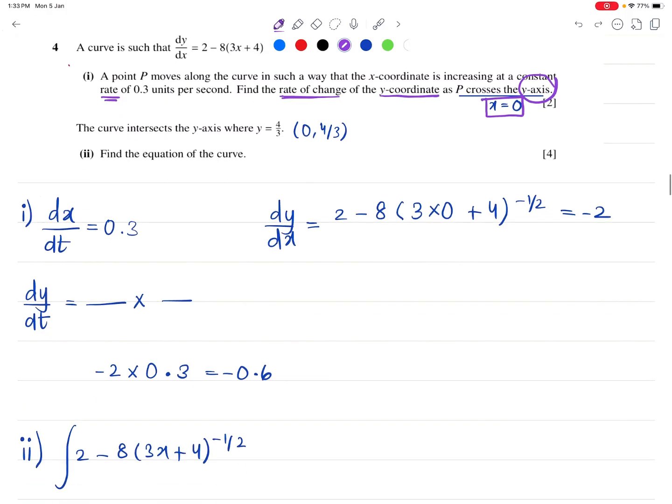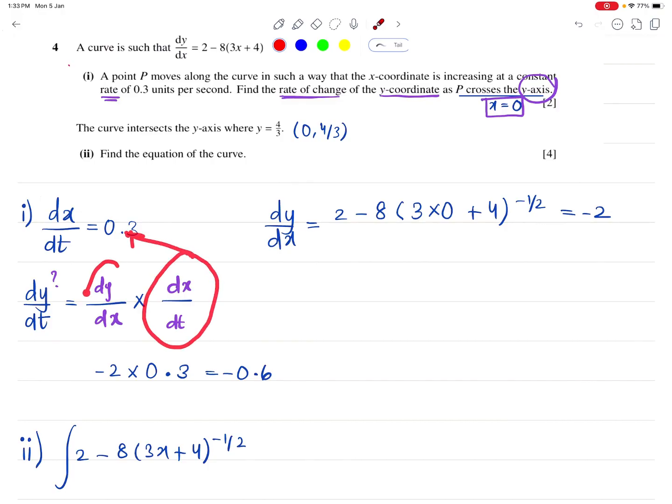So, dy by dt is something I need to find out. I'll put dy over here, dt over here, and I'll fill in the remaining spaces with the other variable in this question, which is dx. This is your equation. Now, in this question, we already have this given to us, which is 0.3, and this is something we need to figure out.